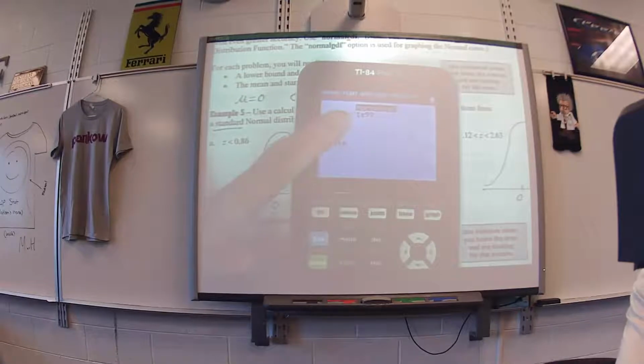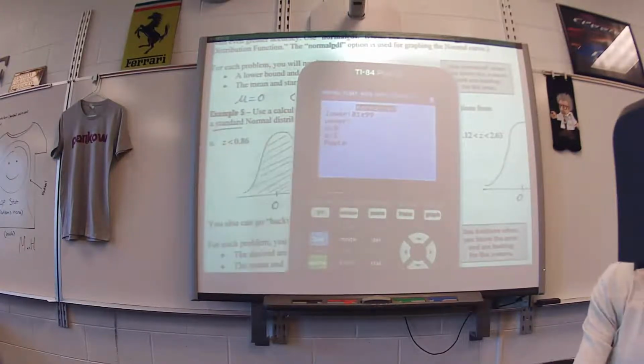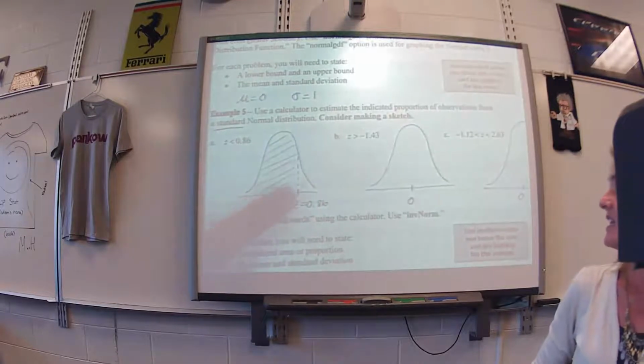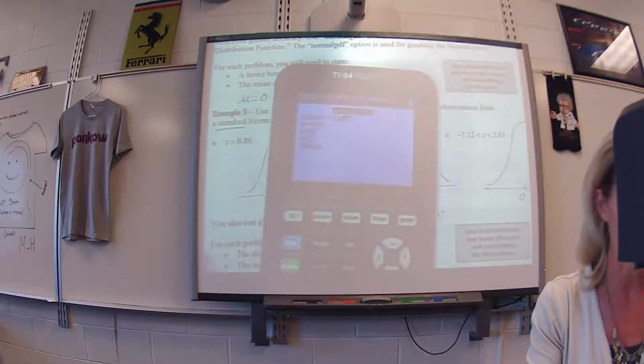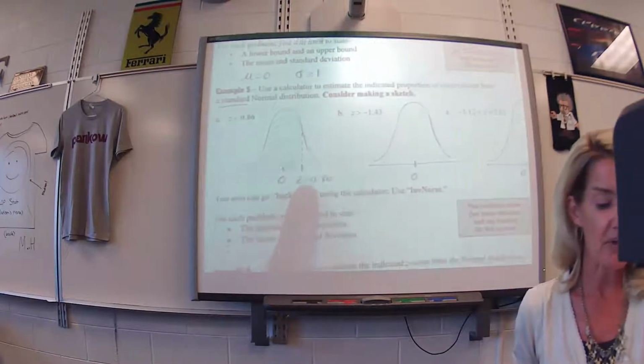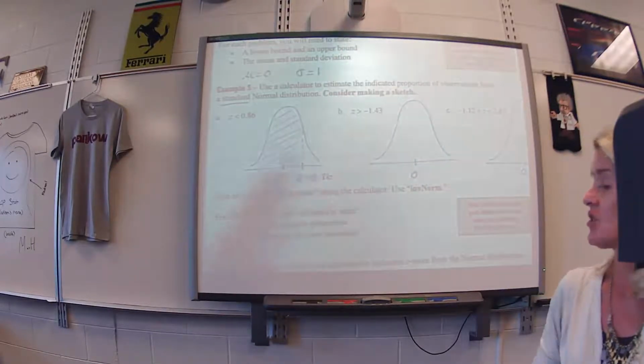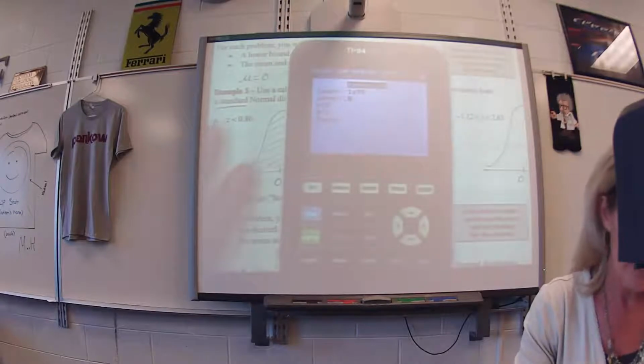Lower bound. If you remember anything about scientific notation, enter negative 1 times 10 to the 99th power. That is a very large negative number. As far as we're concerned, we're going to call that negative infinity. That's what we want because this region is shaded off to the left forever. So that's our lower bound. Our upper bound stops at the Z-score of 0.86.